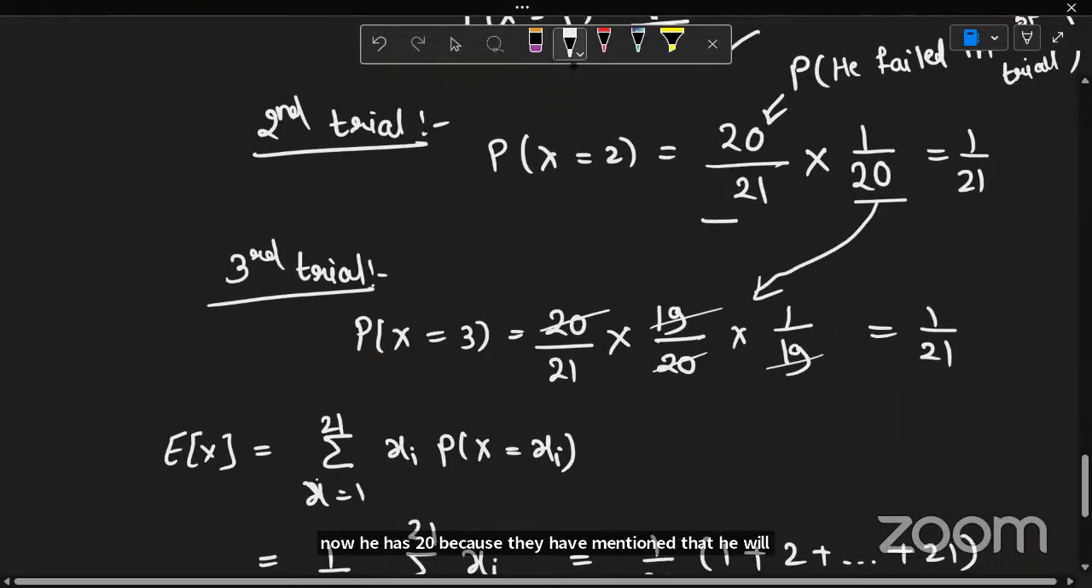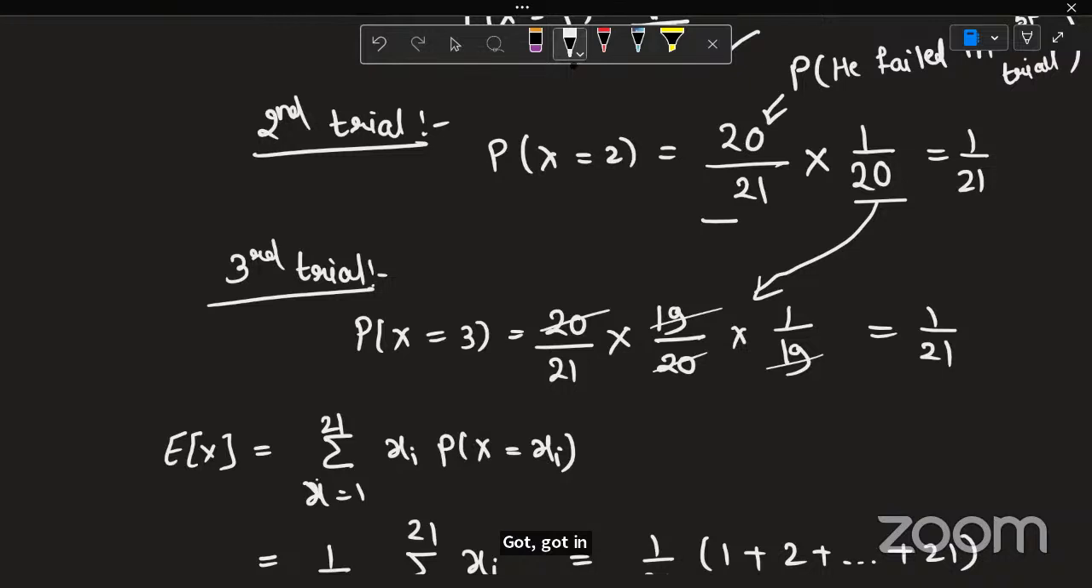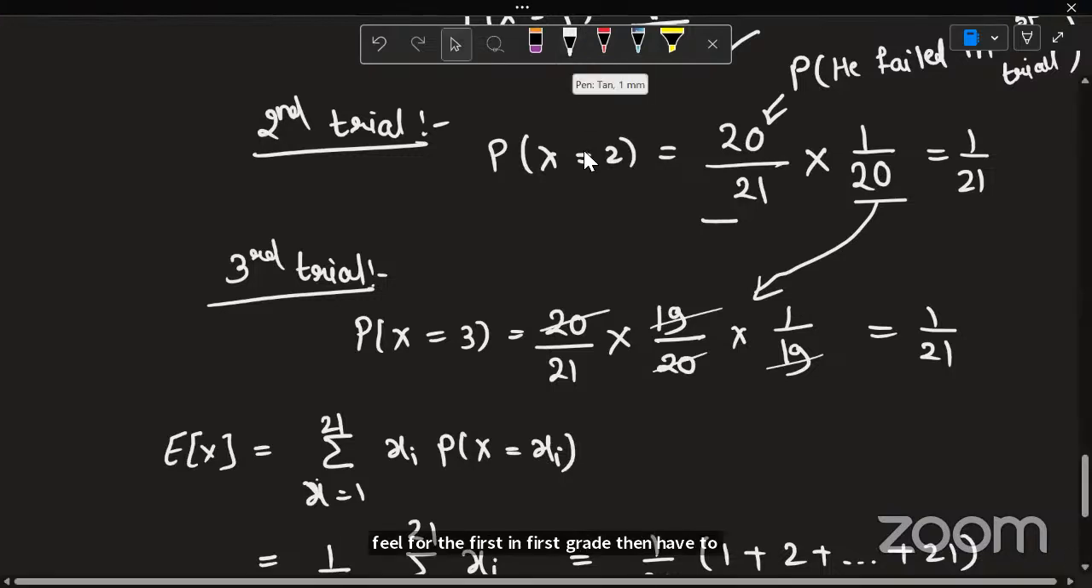For the third trial, he has to fail in the first trial, then fail again in the second trial, and then he will succeed in the third. Okay, got it.